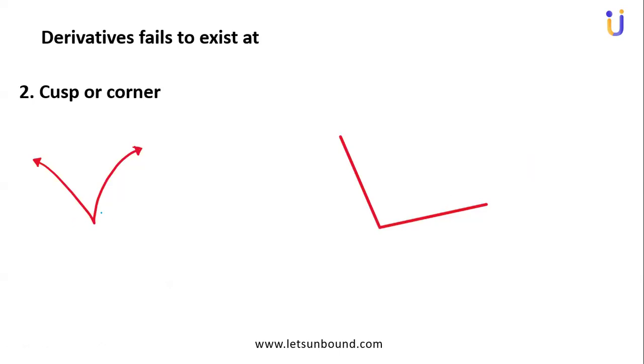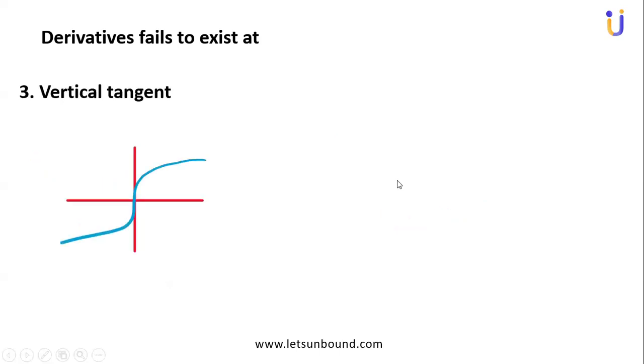And some other examples are cusps and corners. Cusp means a turning point, in a curvy manner. When you zoom in here, it will represent a point, then a straight line. And here also, a sharp turn. Here also the derivative fails to exist, but still they are valid continuous functions, right?